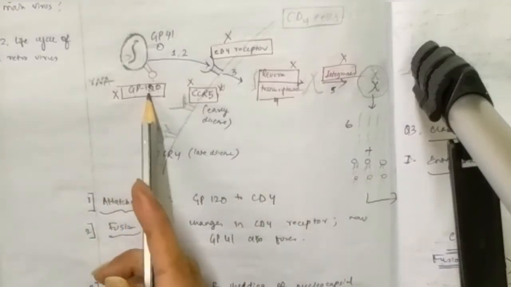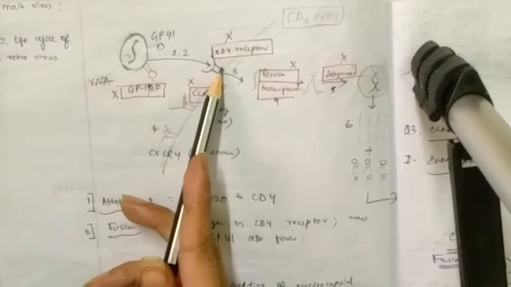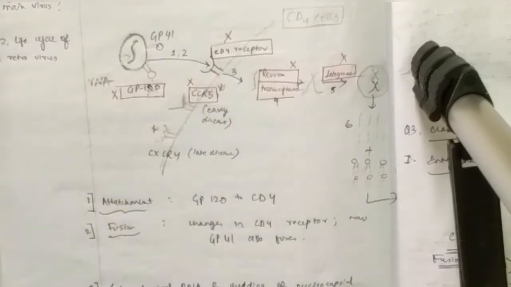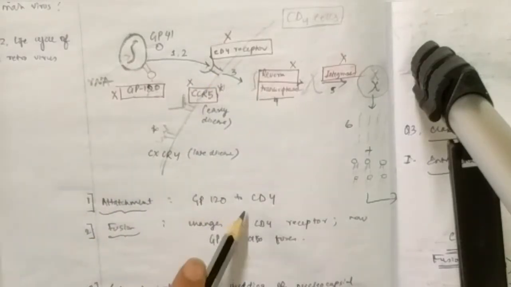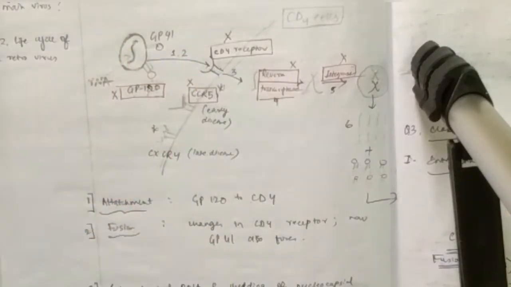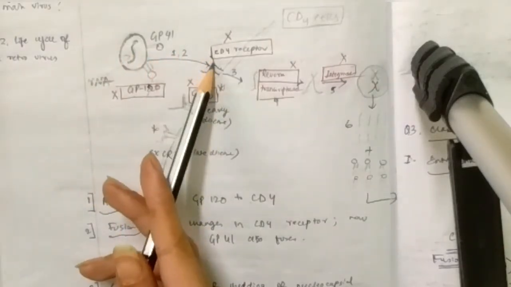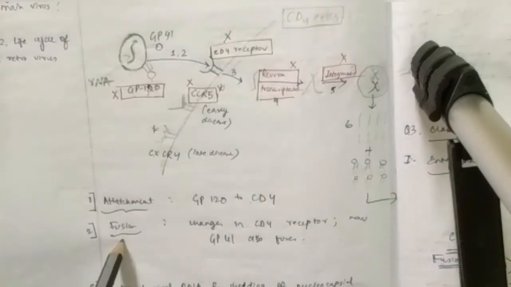Now, the glycoprotein 120 of the HIV will first attach to the CD4 receptor. So this is the step of attachment: GP120 to the CD4 receptor. The second step is fusion. After GP120 attaches to the CD4 receptor, there is some conformational change such that GP41 also fuses with the CD4 receptor. So, fusion.